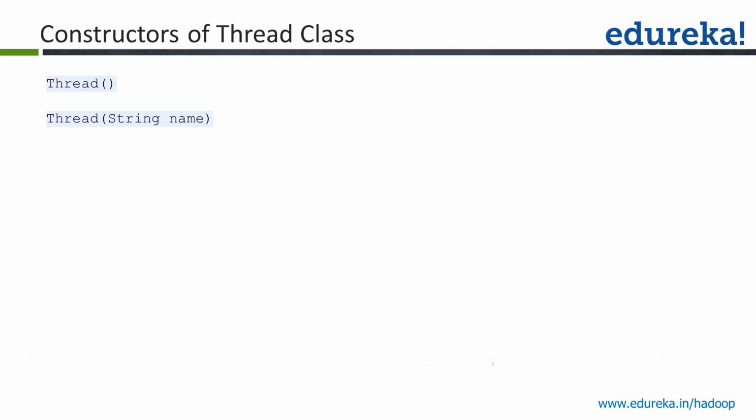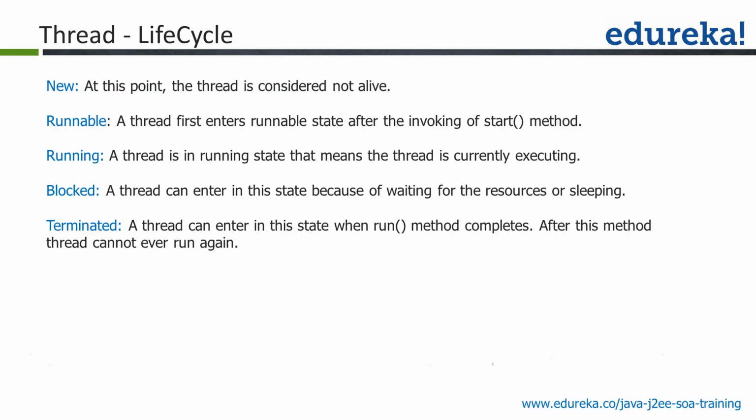There are many constructors for the Thread class, and a thread has one life cycle. New means a new object of the thread is created. Runnable means you have invoked the start method, so the thread will go into a state where it can start running. Running is a state where your run method is executed. Blocked can be a state where your thread is sleeping for some time and at that time nothing is happening.